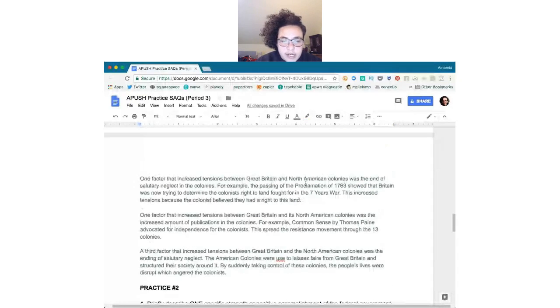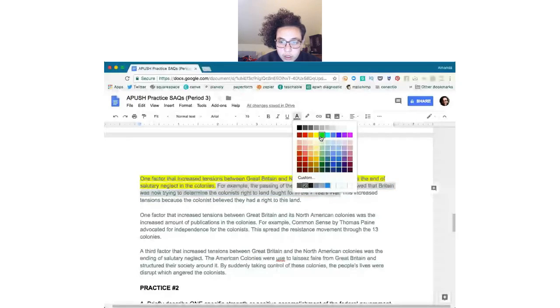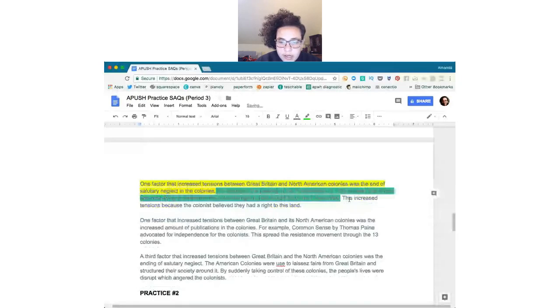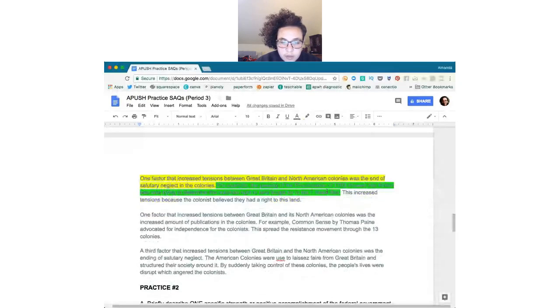One factor that increased tensions between Great Britain and North American colonies was the end of salutary neglect in the colonies. It's awesome that you guys are all doing different ones. For example, the passing of the Proclamation of 1763 showed that Britain was now trying to determine the colonists' right to land fought for in the 7 Years' War. Good. This increased tensions because the colonists believed they had a right to the land.